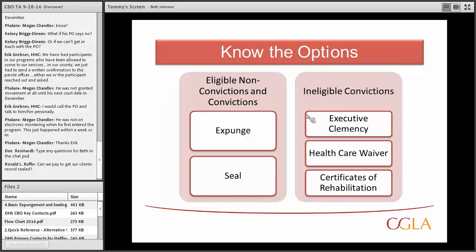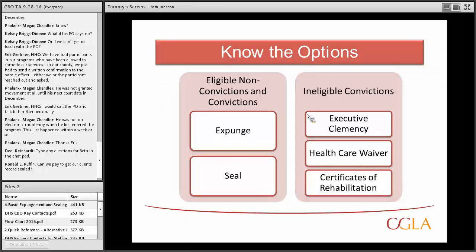For people that aren't eligible for expungement or sealing, and mind you, we see about 6,000 people a year with criminal records, only 36% of the 6,000 every year, it's consistent every year, can fully expunge or seal their records. That means 64% of the people are falling on the right side with ineligible convictions, and these are some of the options that are available for them. Clemency, which isn't a great option, which I'll talk about, health care waivers, and certificates of rehabilitation.